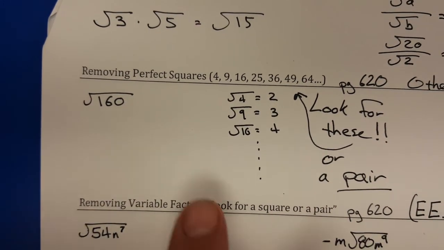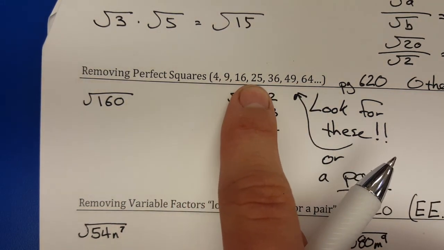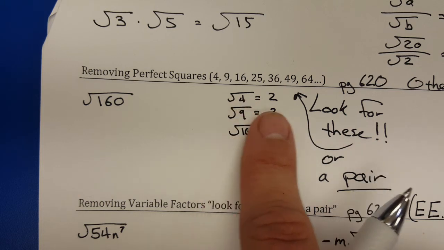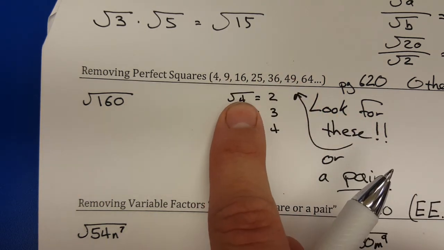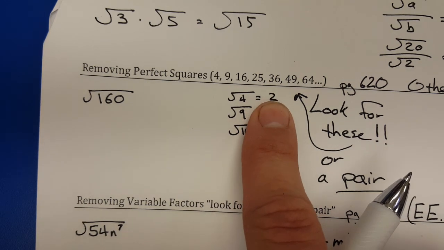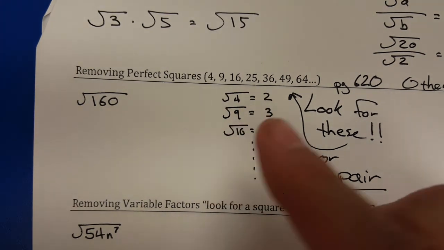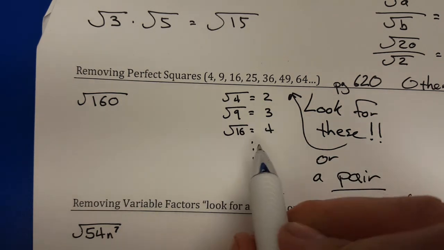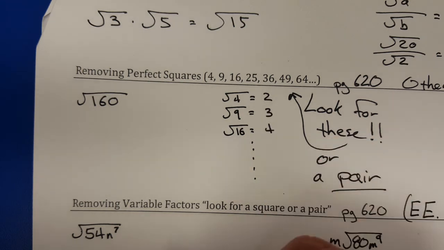So what do we do? We want to look for the perfect square numbers: 4, 9, 16, 25, 36, 49, and so on. Why do we want to look for these? Because they're perfect square roots. The square root of 4 turns into an actual number, 2. The square root of 9 turns into a 3. The square root of 16 turns into 4, and so on and so forth. These are the numbers that when you square root them turn into an actual number.